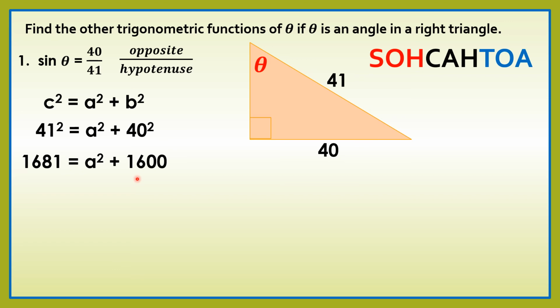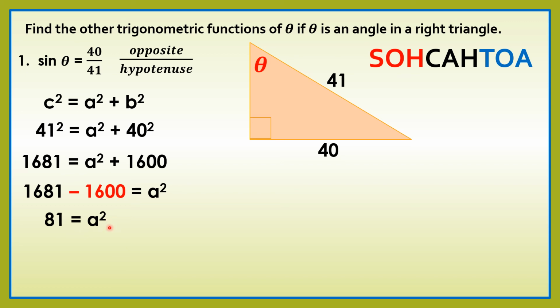Then, to solve for a, we transpose this 1,600 to the left side. When we transpose, it automatically changes sign. So, it becomes negative. So, we will now have 1,681 minus 1,600. That is equal to a squared. So, let's subtract these two. That is 81 is equal to a squared.